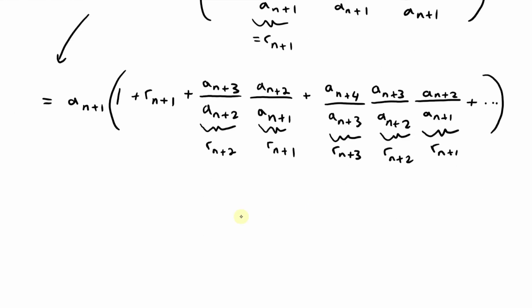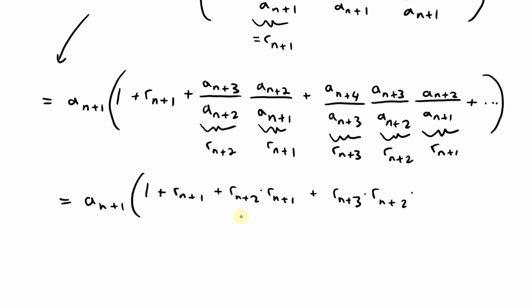Yeah, so this equals 2, let's just write this all out. A_{n+1}, then we're going to have a 1 plus r_{n+1}, plus r_{n+2} times r_{n+1}, and then over here r_{n+3} times r_{n+2} times r_{n+1}, and then plus dot dot dot, and this keeps going on and on. Now what I'll do is write this as R_n. I'm going to keep it here because we're going to use this for part B.